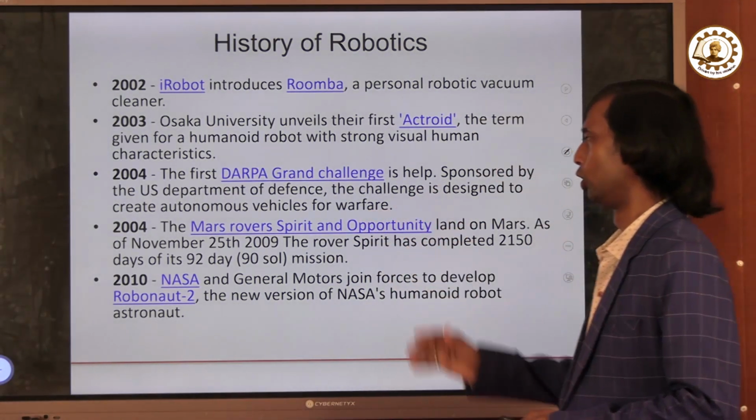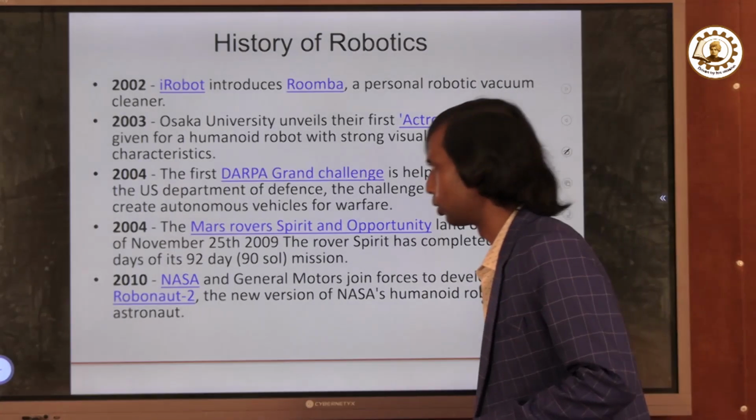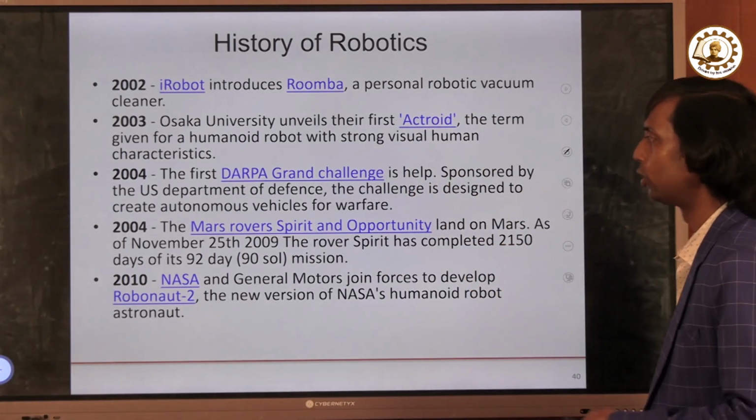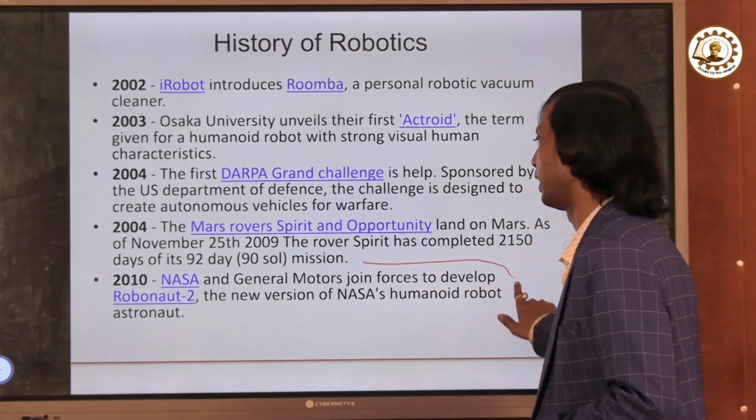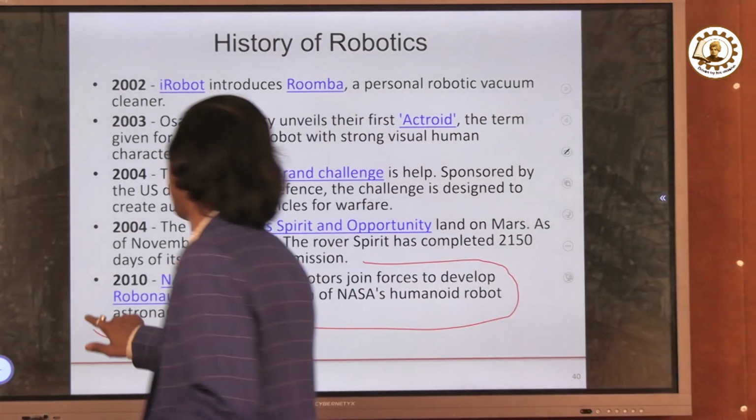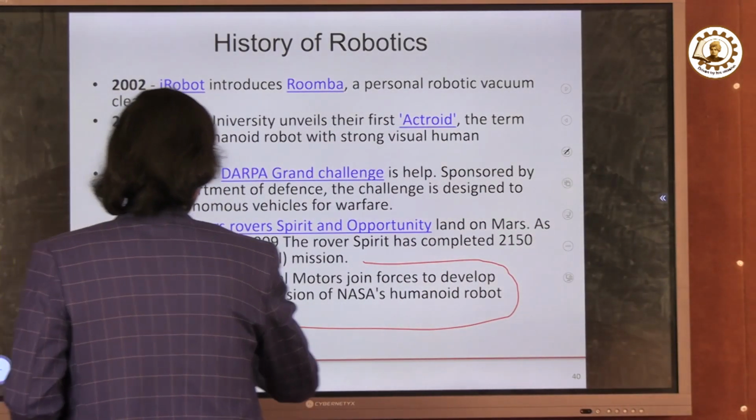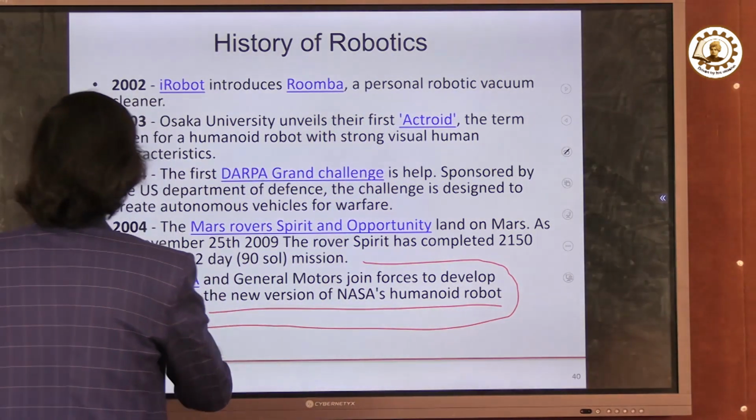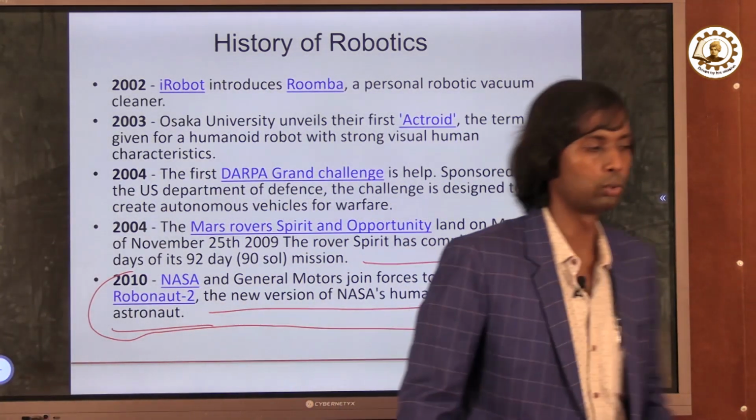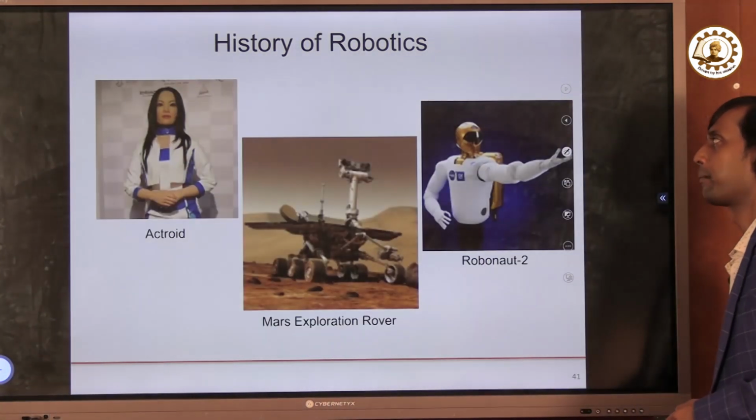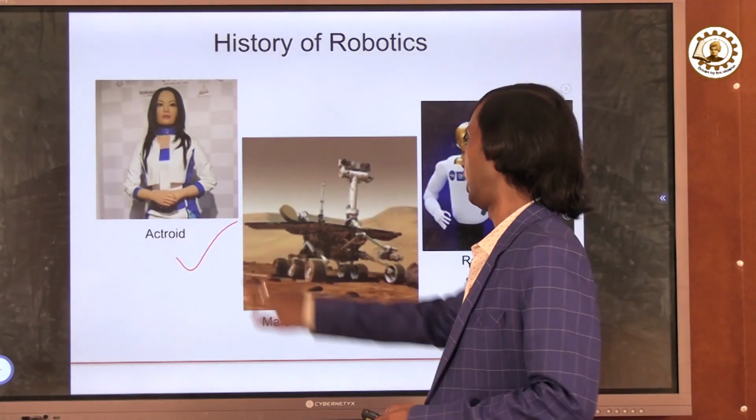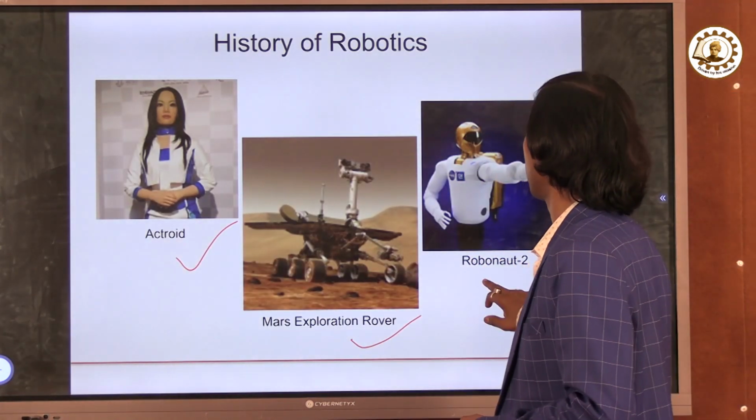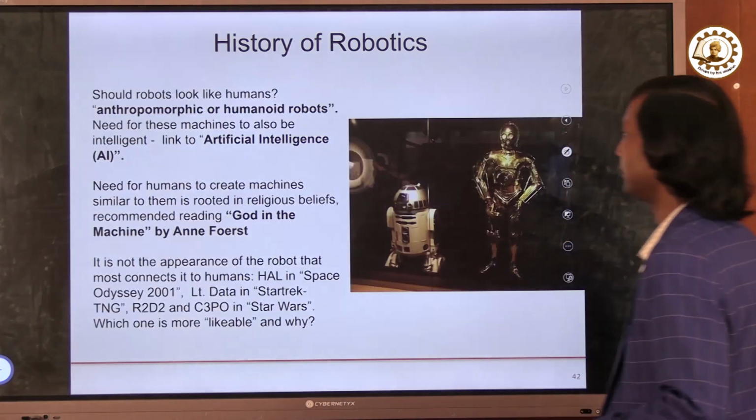Then 2002, 2003, 2004, 2010, NASA and General Motors joined forces to develop the Robonaut 2. Okay, the newer version of NASA humanoid robot. Okay, sending to outer space. Then this is the history. Asteroid, Mars exploration rover.